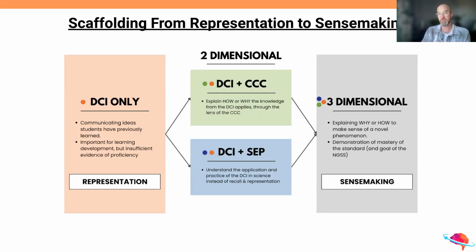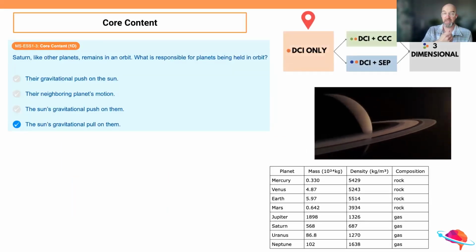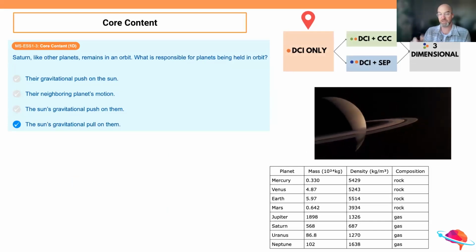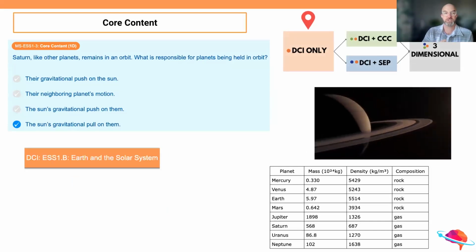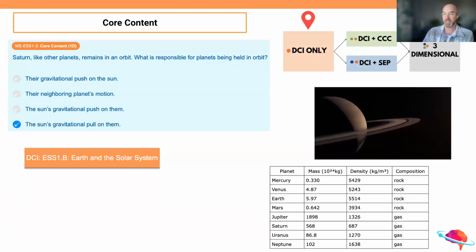So the first type of question that we can ask students are these DCI only questions. So can you answer questions about what? And if you can, it's great. Then we can move on to more rigorous questioning. So this first question says, Saturn, like the other planets, remains in an orbit. What is responsible for planets being held in orbit?